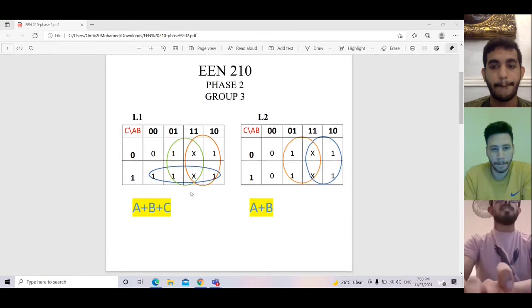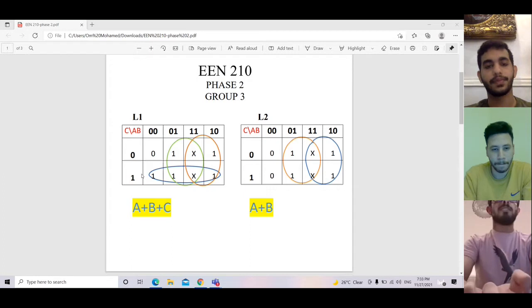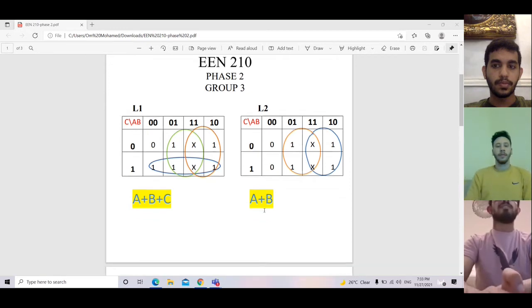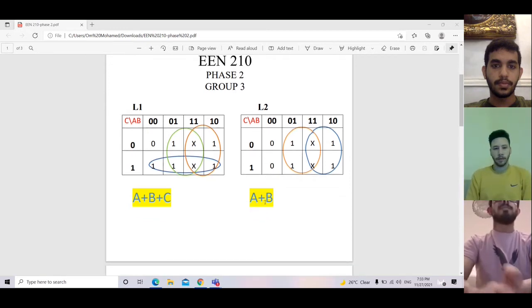Here in the first one, we have 3 groups, the 1 and the X and the 1 also. And this equation is A plus B plus C. In L2, we have 2 groups. We group the 1 and the X, and the 1 and the X, in 01 and 11 and 10. And we have this equation A plus B.